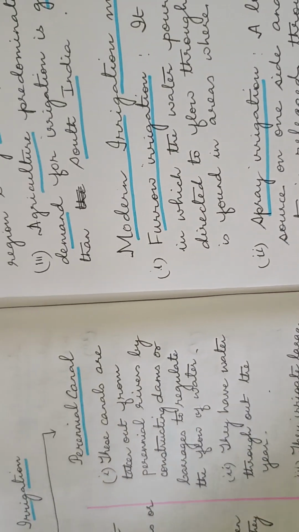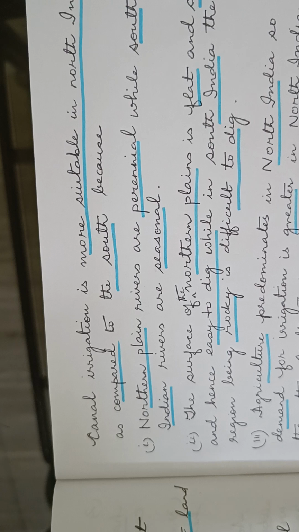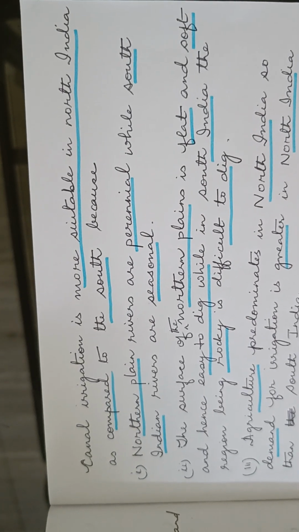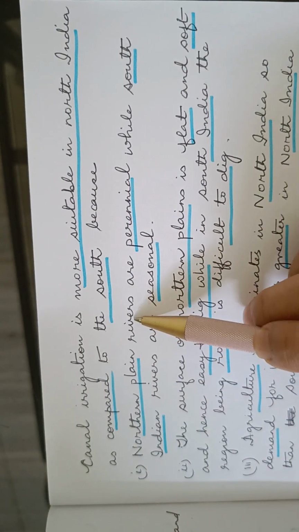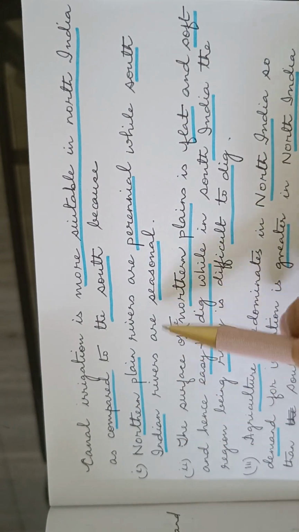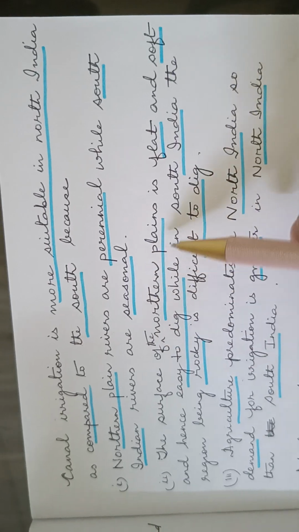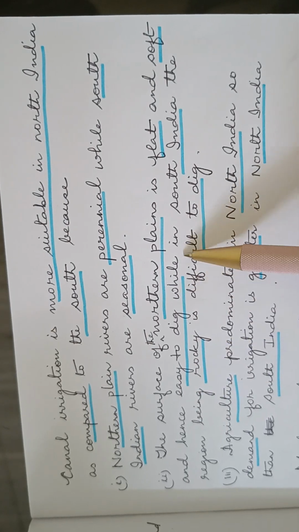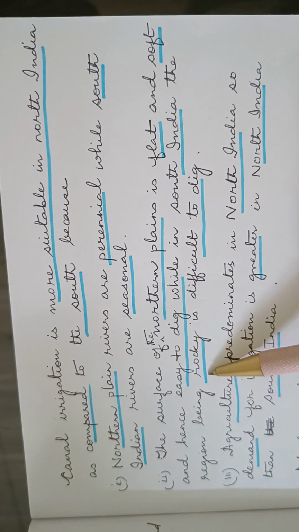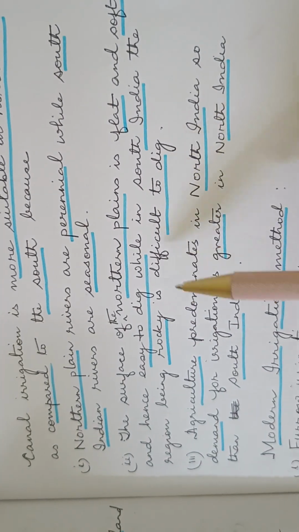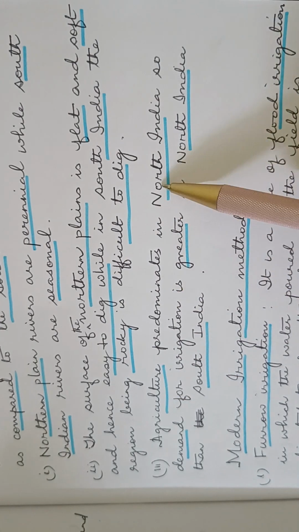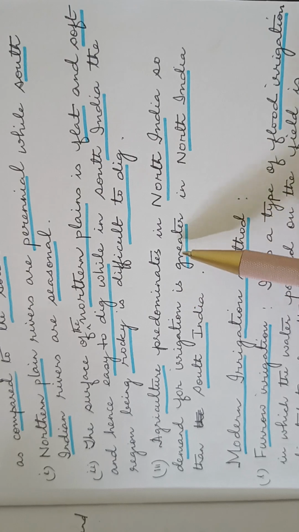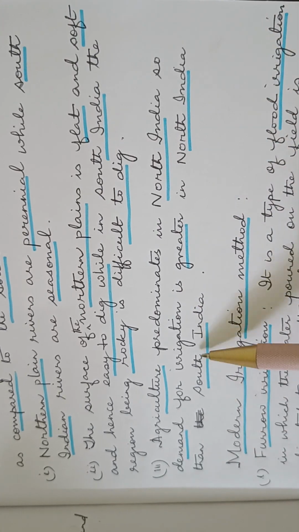The next thing is we have to learn why perennial canals are more suitable in North India as compared to South India. Because in the northern plains the rivers are perennial while South Indian rivers are seasonal. The surface of the northern plains is flat and soft and hence easy to dig, while South India, being rocky, is difficult to dig. Third, agriculture predominates in North India, so demand for irrigation is greater in North India than South India.